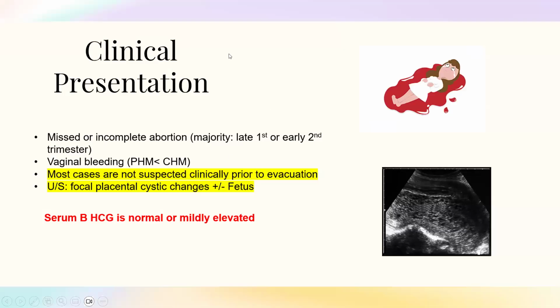Again, how would the patient come to your clinic and what would she be complaining of? Probably a missed or incomplete abortion. The vaginal bleeding is definitely less than that of the complete mole. On the ultrasound, you can see some not very specific findings, and you might be lucky and see the fetus or the fetal parts. What about the beta HCG? It's not so much elevated like the complete mole. It's normal or mildly elevated.